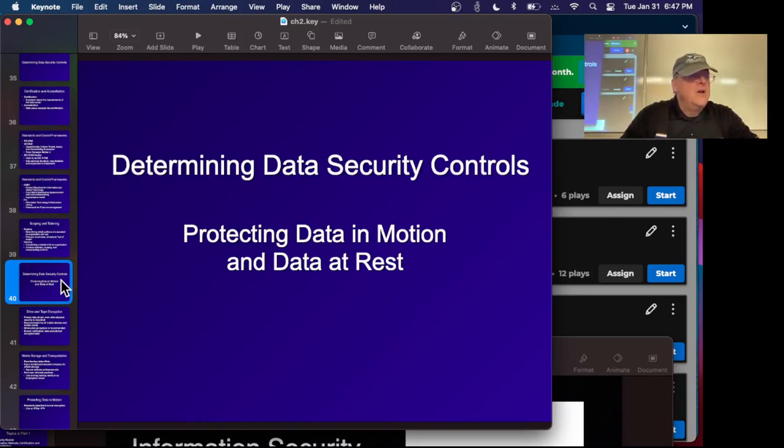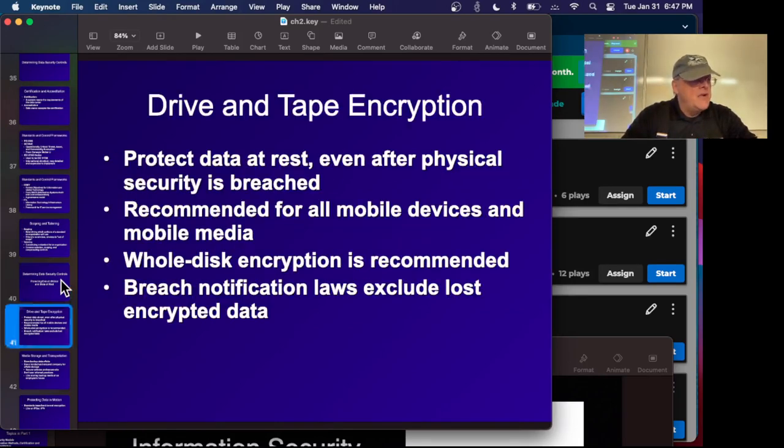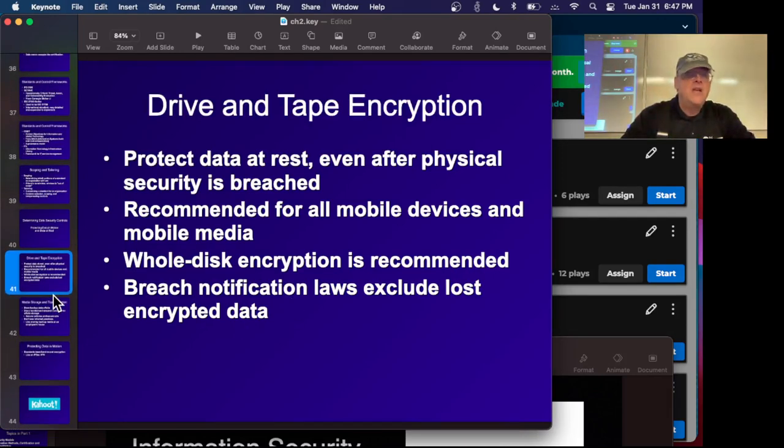All right, and so here are some controls to protect data in motion and at rest. Encrypting storage data protects things at rest. So even if somebody breaks in and steals your physical media, they can't get in because the whole disk is encrypted. Now, a server that's on all the time has to have access to the data, so encrypting a server that's on doesn't really accomplish anything. But something that's turned off, like a laptop, it makes sense to encrypt it because people will get it in a turned off condition and they won't have the key. And the breach notification laws understand this. If you lose a laptop but it was encrypted, you do not need to announce a breach. That doesn't count.